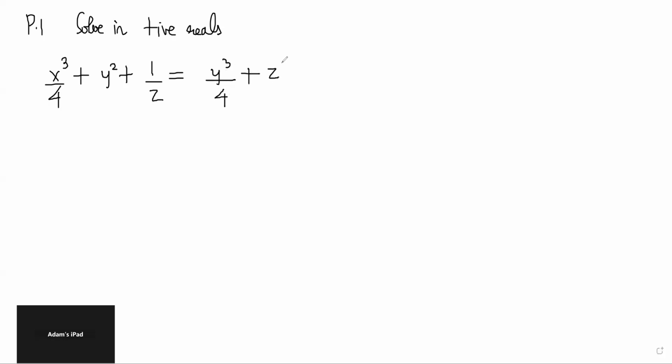So first one is: solve in positive reals the equations x cubed by 4 plus y squared plus 1 by z equals y cubed by 4 plus z squared plus 1 by x equals z cubed by 4 plus x squared plus 1 by y equals 2. So technically these are three equations. Everything is equal to 2.